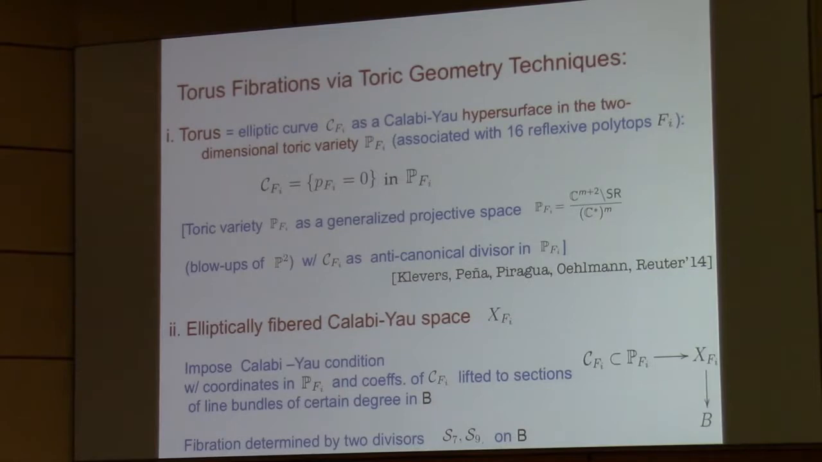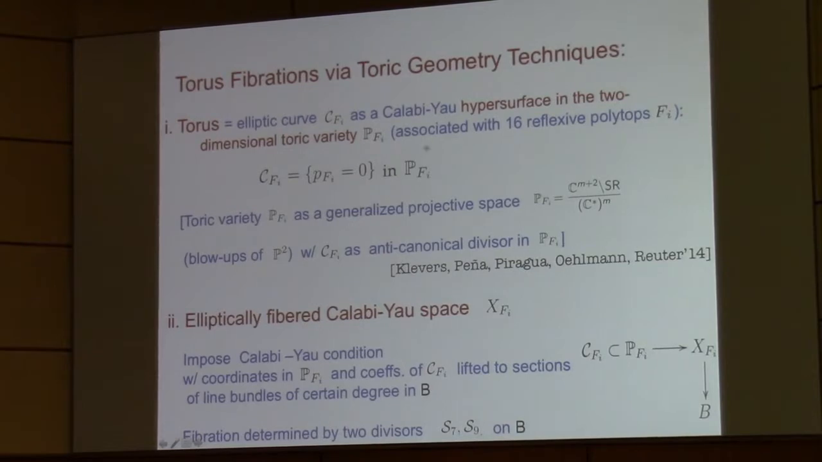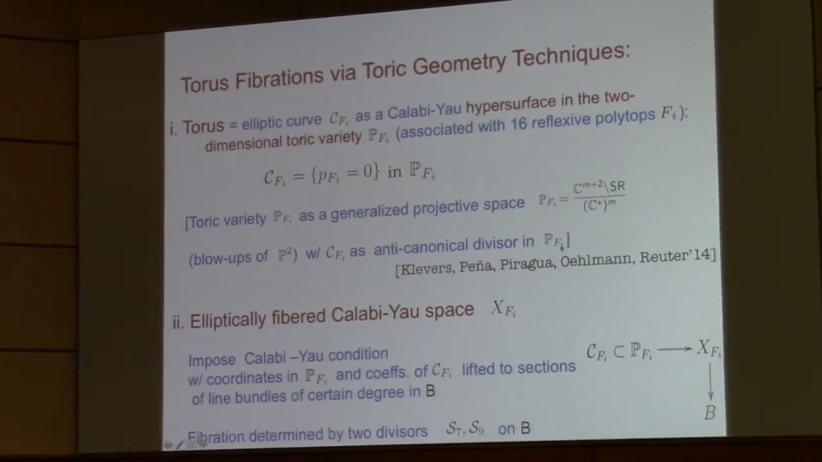It was obtained by using core toric geometry techniques, where the torus fibration was constructed with the elliptic curve as a genus one, one-dimensional Calabi-Yau space constructed as a hypersurface in specific two-dimensional toric varieties, namely those associated with the so-called 16 reflexive polytopes. So the elliptic curve is basically a hypersurface constraint in a two-dimensional toric variety, and is actually described as an anti-canonical divisor in this toric variety.